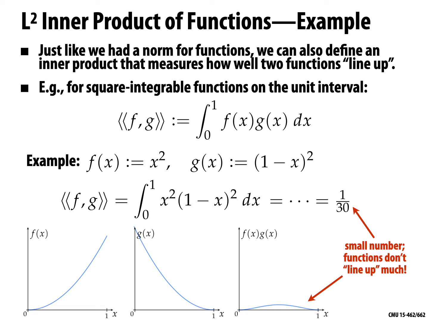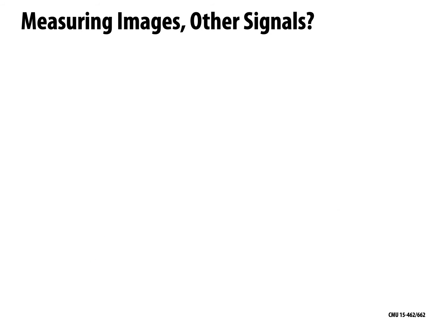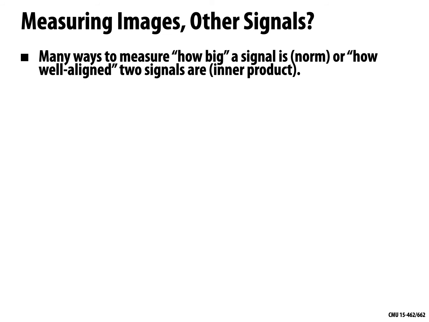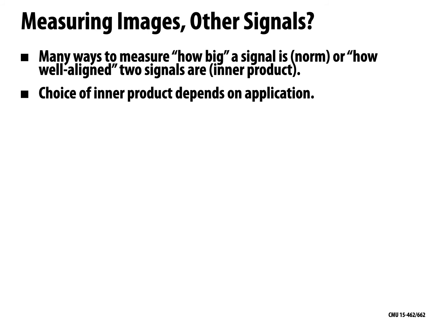Now, if functions behaved exactly like little arrows, there wouldn't be much point in saying all this. But there's a really, really good reason to introduce functions into our vocabulary of vector spaces. And that's that when it comes to things like computer graphics, there are often many different, completely reasonable ways to measure the norm and inner product for functions. And the choice of inner product or the choice of norm is going to depend on the application. It's something that people spend a lot of time thinking about. What's the appropriate way to measure the size of this signal or the inner product between these signals?